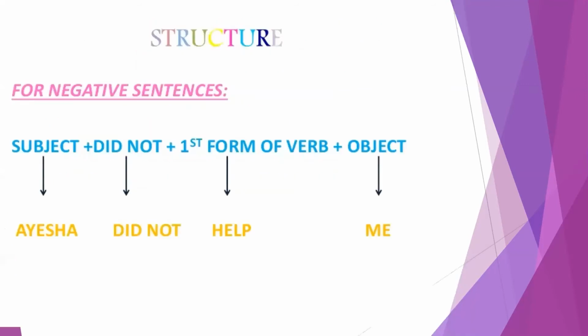Second is the structure of negative sentences. To make negative sentences, first of all write the subject. For example, Aisha, then add did not, and then add first form of verb. अब हम यहाँ पे first form of verb क्यों यूज कर रहे हैं? क्योंकि did is already second form of verb. Do, did, done. So did is already second form of verb. So that's why we are using first form of verb, then plus object. For example, Aisha did not help me. Aisha ने मेरी मदद नहीं की.